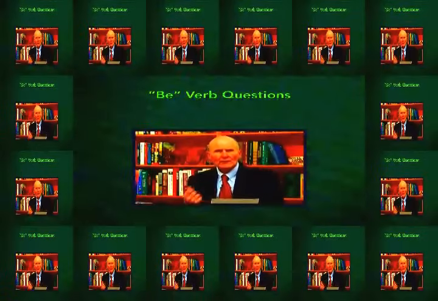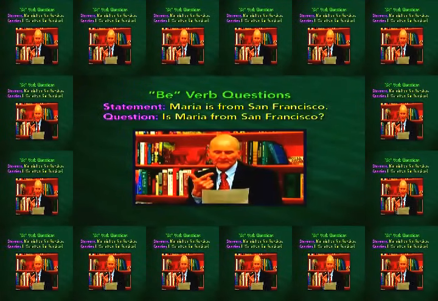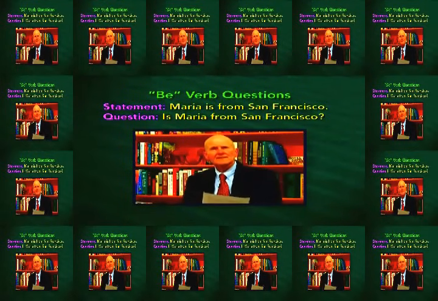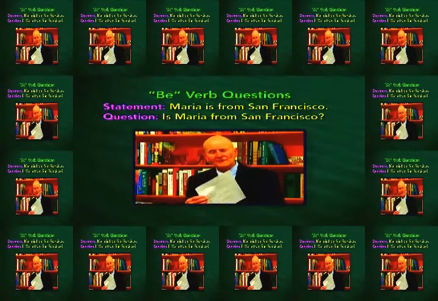Okay, we have the information. Now, take a look at this graphic and we'll learn how to make be-verb questions. For be-verbs, we make the question form like this. Here's a statement. Maria is from San Francisco. And the question, is Maria from San Francisco? It's quite easy, huh? Let's look at a few more question constructions.